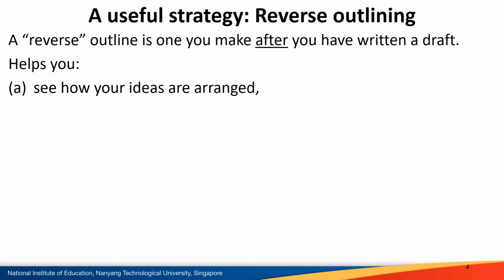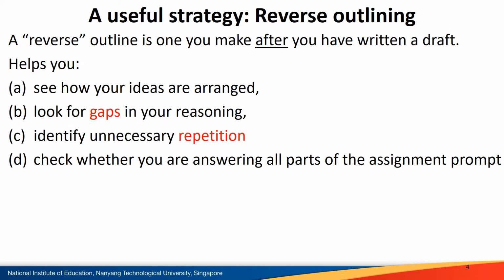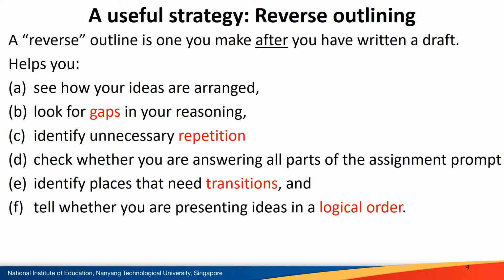And upon doing your reverse outline, it will enable you to identify gaps in your reasoning, check for redundancy. It helps you to also assess whether you have answered all parts of the question requirement. The through line also enables you to see whether there are places that need transitions for better flow, and it allows you to check if your ideas are presented in a logical order.